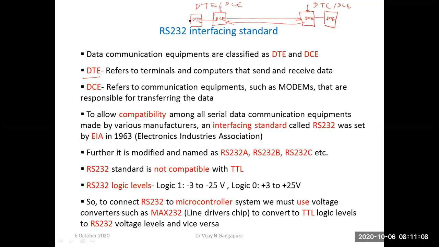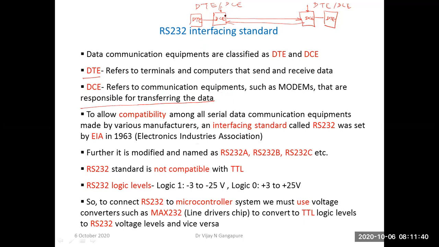So what is this DTE? DTE could be a computer system or any other device which just sends or receives data. This DTE sends data to DCE, and what will DCE do? DCE means data communication equipments such as modems that are responsible for transfer of data.